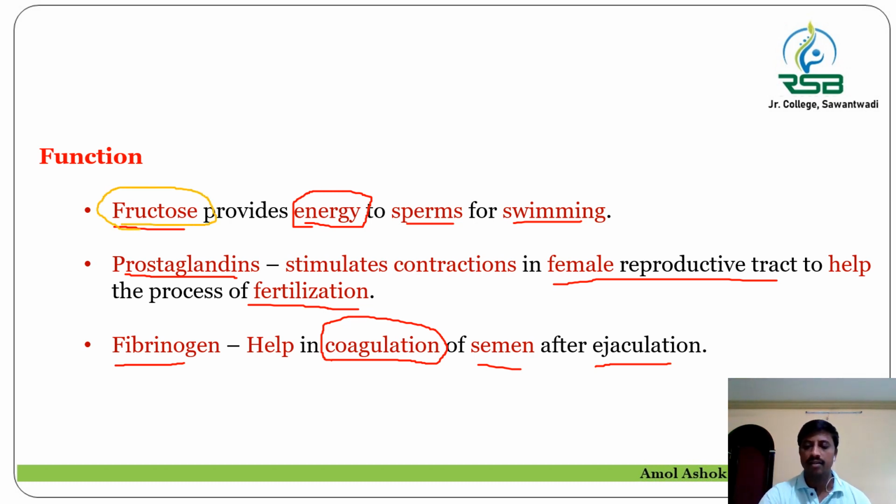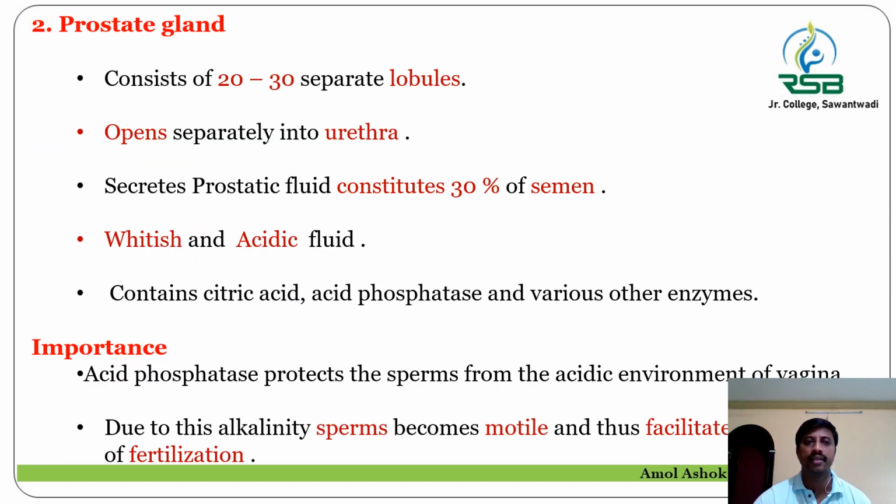So let us start with the next accessory gland, that is the prostate gland. The prostate gland consists of 20 to 30 separate lobules, which open separately in the part of urethra. The secretion of the prostate gland is called the prostatic fluid, and this prostatic fluid constitutes about 30% of the semen.